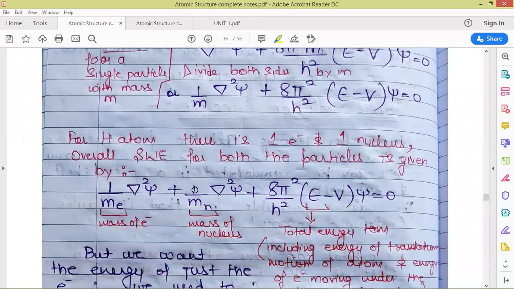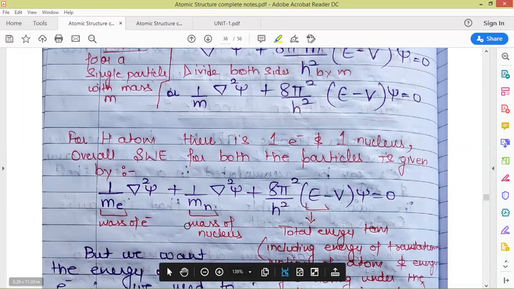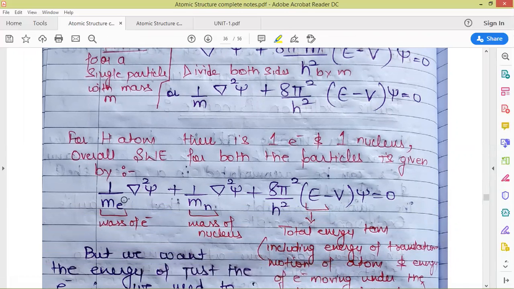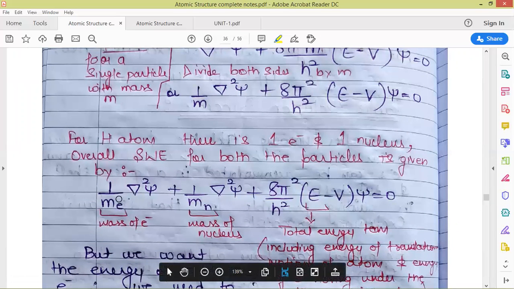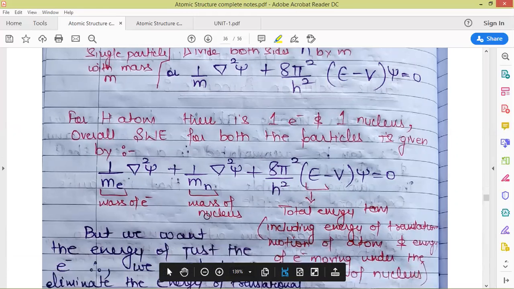Now for the hydrogen atom, there are two particles present: one is the electron and the other is the nucleus. So the overall Schrodinger wave equation for both particles is given by this, and as both particles have different masses, we'll have to take this part as double, one for the electron and the other for the nucleus.